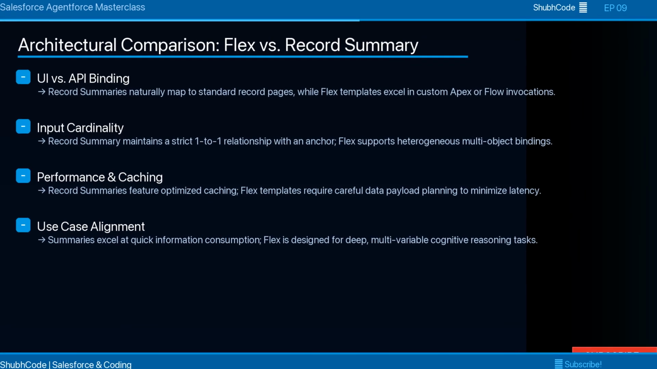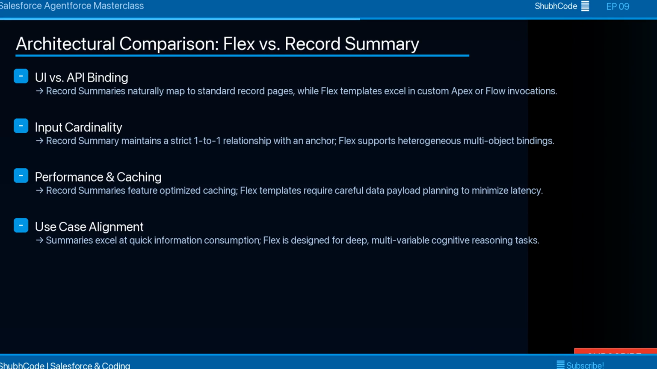From an architectural perspective, choosing between Flex and Record Summary isn't just about convenience, it's a critical engineering decision. Record Summary templates are bound to standard layout actions and are highly optimized for lightning-fast user interface rendering. Flex templates, on the other hand, are designed for open-ended, API-driven, and flow-orchestrated execution. If you need to generate a quick summary block on an account record page, go with Record Summary. But if you are feeding a custom autonomous agent with data from various corners of your schema to make a strategic decision, Flex templates are your undisputed champion.